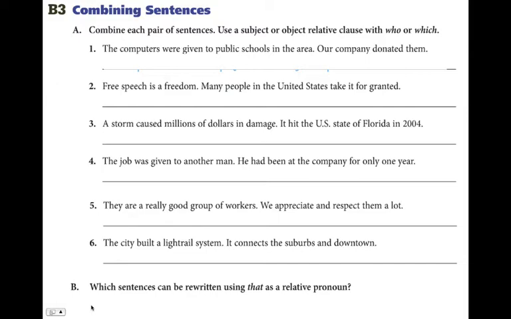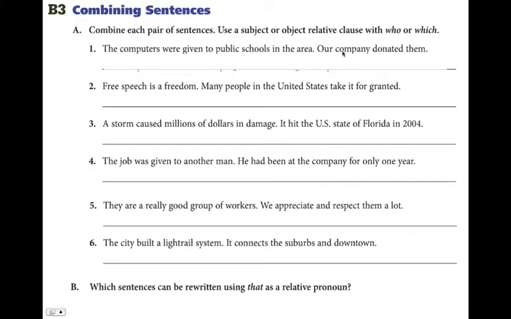In exercise B3, combining sentences. The first part, combine each pair of sentences and use a subject or object relative clause with who or which. For example, number 1, the computers were given to public schools in the area. Our company donated them. Them refers to the computers.